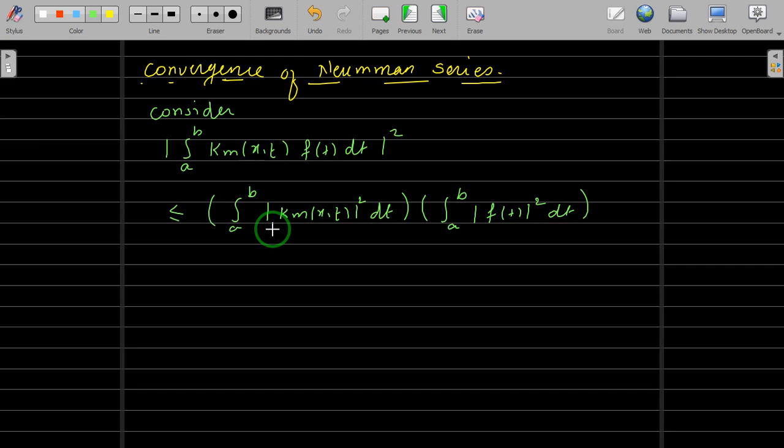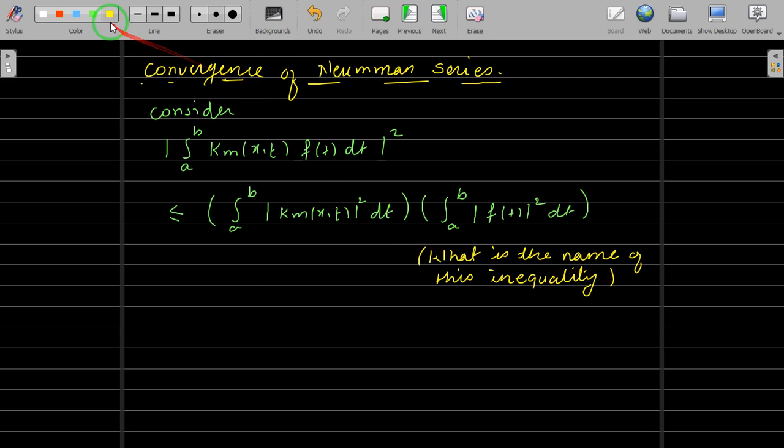Anybody knows what is the name of this inequality? Sir, squares inequality. Are you sure? Sir, yes. Yeah. What is the name of this inequality? You find it out. Verify.